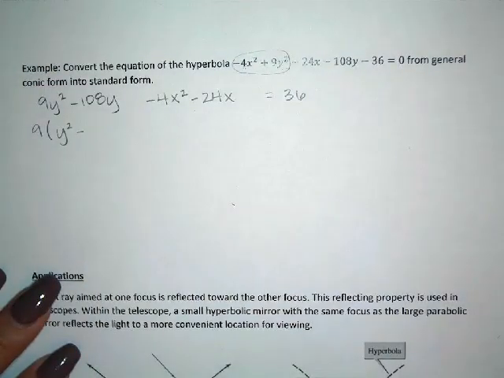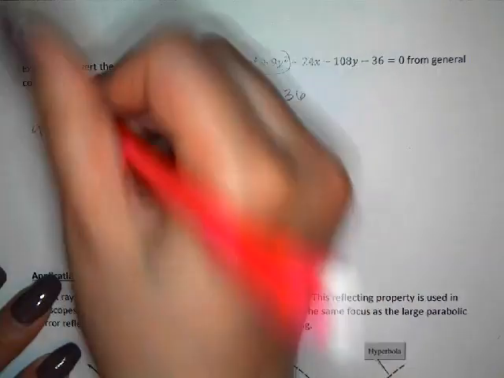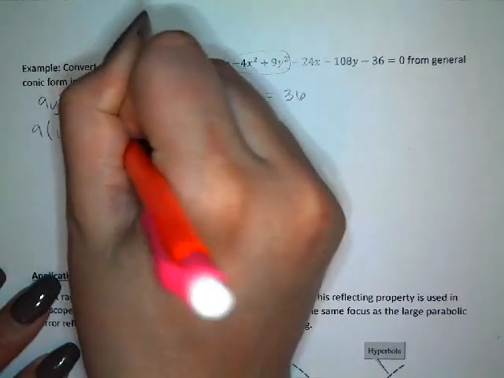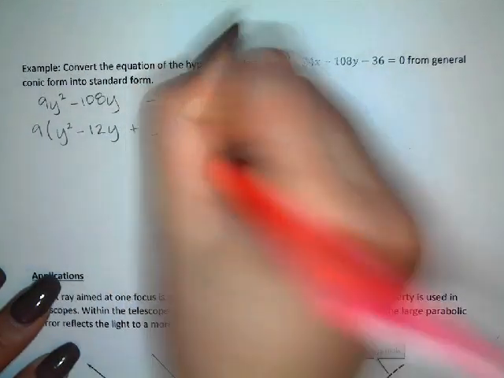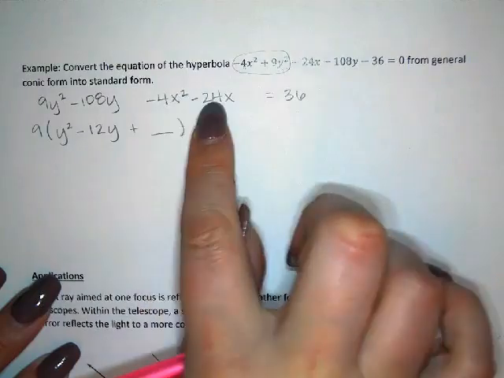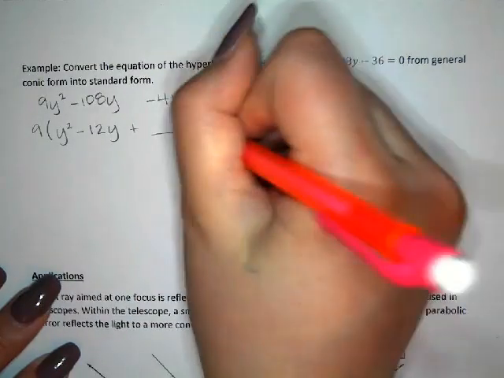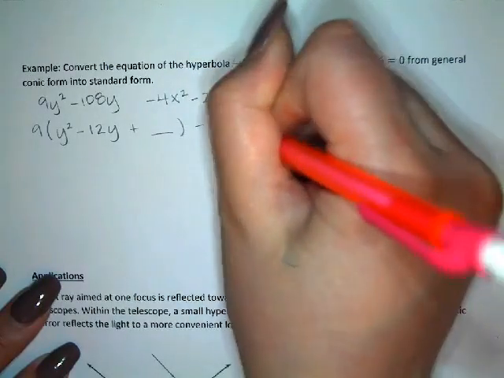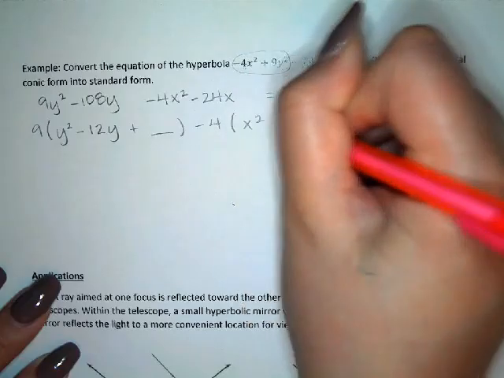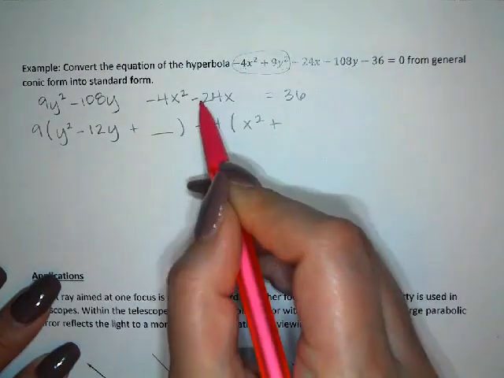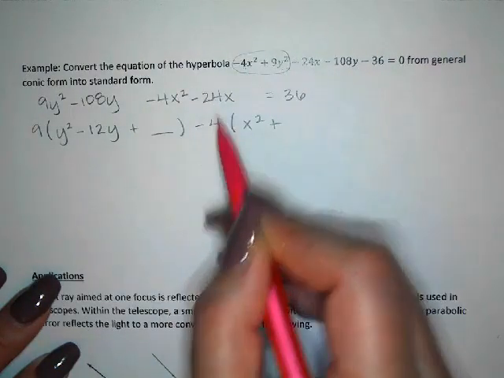Okay, and then the GCF between these two is a -4. And that leaves me with x squared plus, the reason it's plus is because I have a negative divided by a negative, so that leaves me with a positive. And 24 divided by 4 is 6. And then there's my blank.